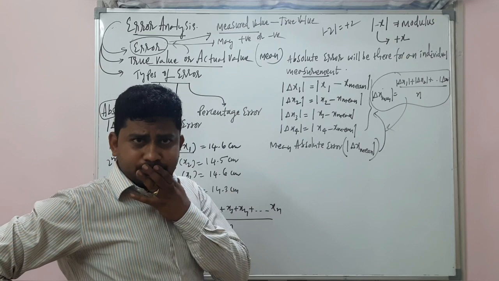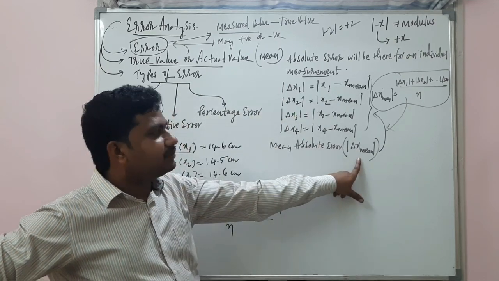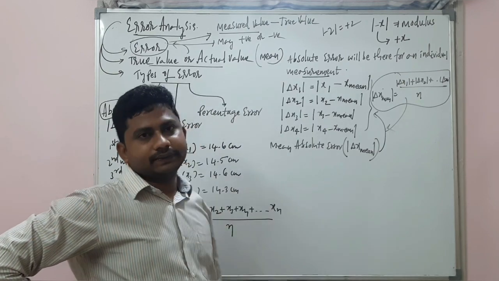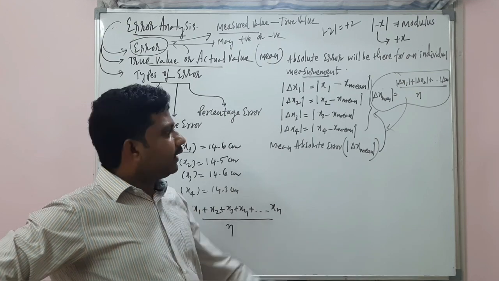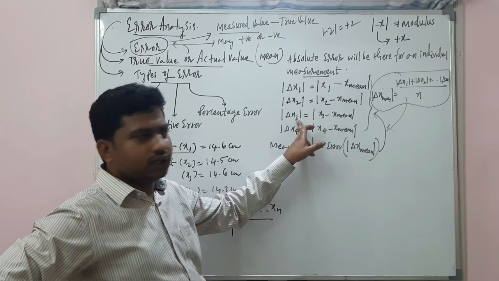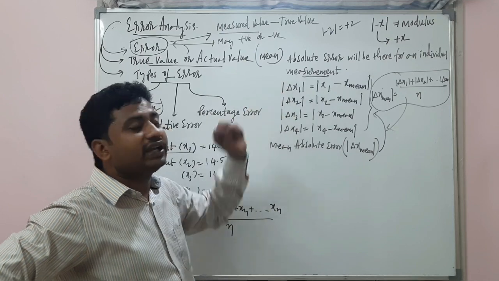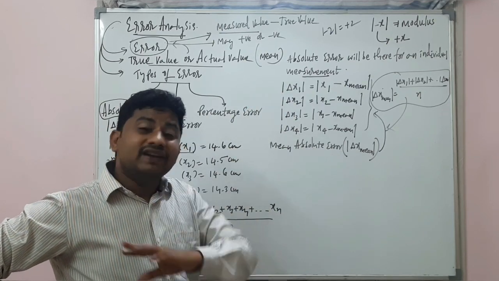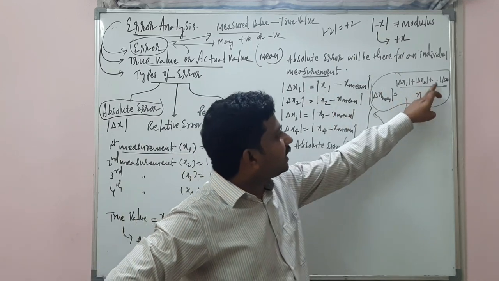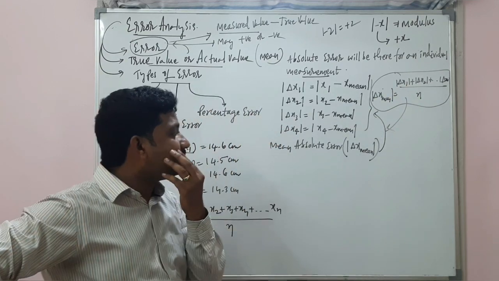So simple. Mean value of all absolute errors is called a mean absolute error. Alright? Simple. Mod delta x1 plus mod delta x2 plus mod delta x3 plus mod delta x4 divided by 4, if you have 4 individual measurements. If you have n individual measurements, it will be delta x1 plus delta x2 plus delta x3 and so on till delta xn, divided by n. That's the mean absolute error.